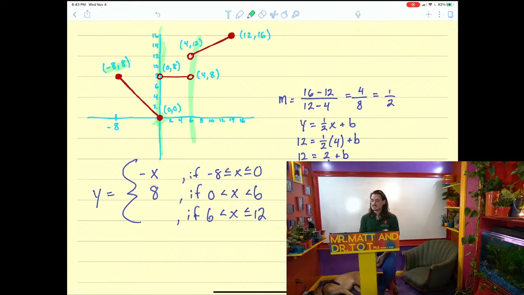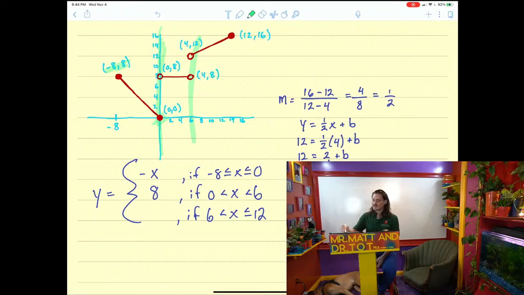Then in between 0 and positive 6, we have a horizontal line at y is equal to 8. So we have y is equal to 8 if 0 is less than x, which is less than positive 6. And lastly, we needed to calculate the equation of the last segment. So I just took the two points 4, 12 and 12, 16, and I calculated the slope between them. So 16 minus 12 is 4. 12 minus 4 is 8. 4 over 8 is 1/2. So this graph has a slope of 1/2.